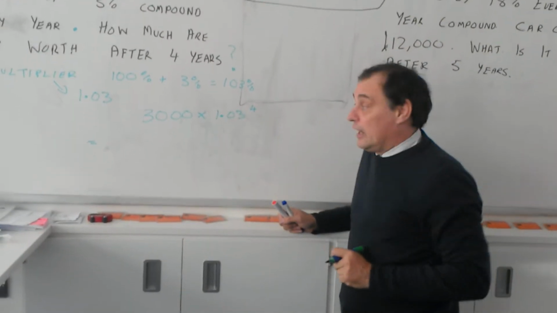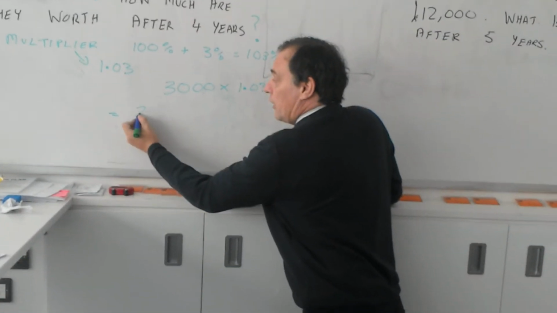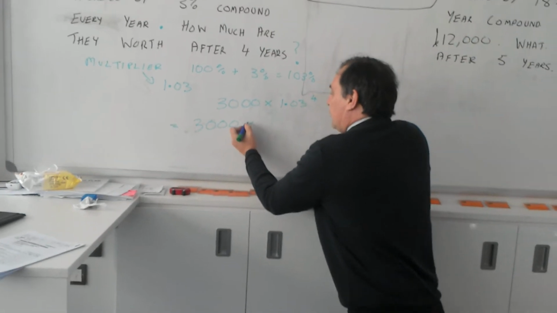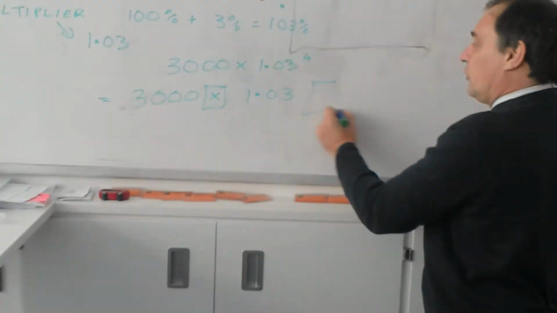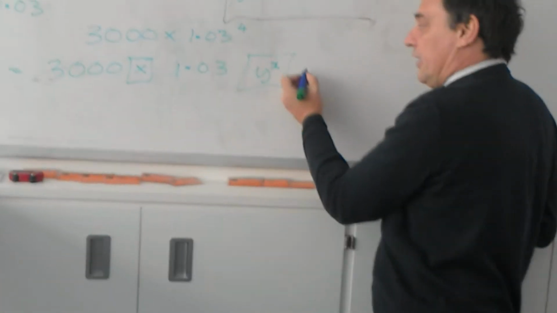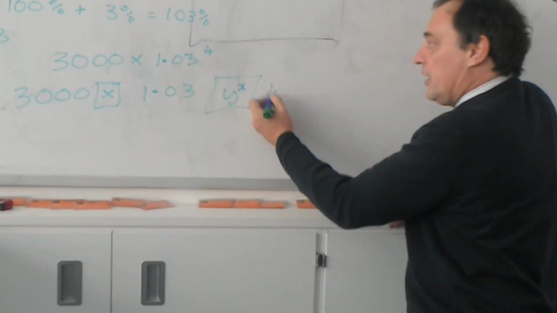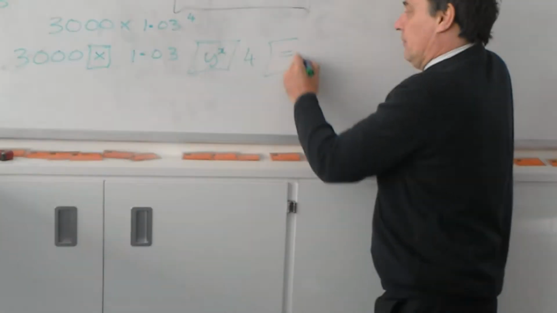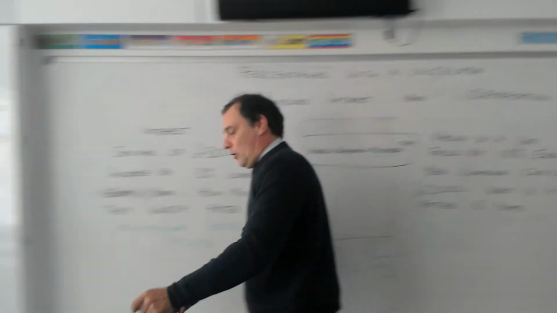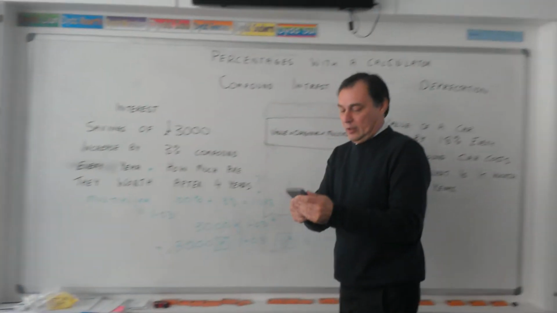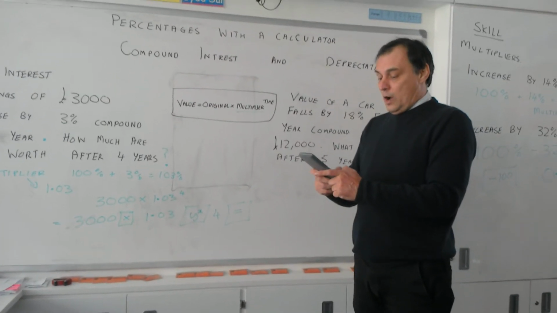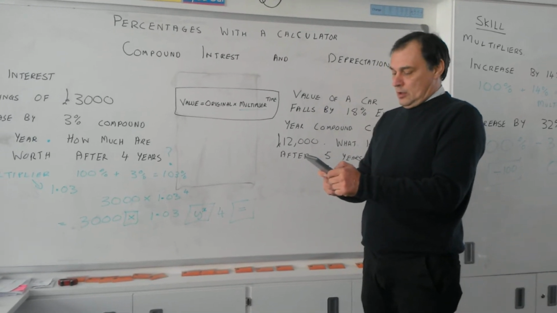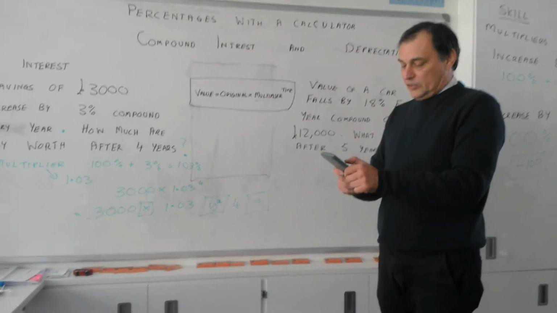Now, putting it into the calculator is very important. We've got to press the right buttons. So we go 3,000 times button, 1.03. Then you should have a button on the calculator which says YX. Put a 4 after it, and then you press the equals button. So, let's have a go on the calculator. I'll have a go here, fire this calculator up. So, 3,000. Multiply button, 1.03. And then we've got to press our YX button then. And then the number 4.